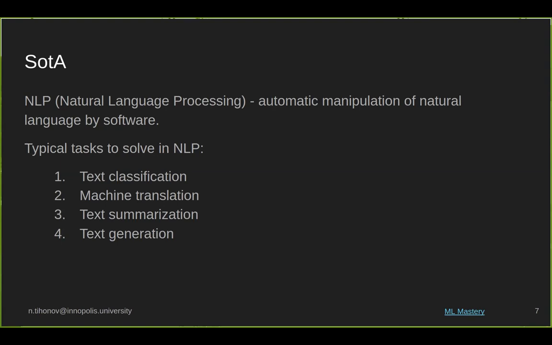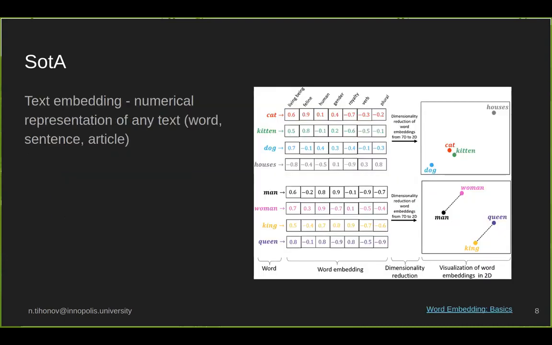And after that, I want to introduce some definitions of NLP. The first definition is text embedding. We already had it during the previous presentation, but I want to focus on it again. So what is text embedding? Text embedding is a numerical representation of any text, word, sentence, or article. And of course, machines do not understand our languages, and they need some representation to work with, to analyze, and to perform calculations on. And for this, we need embeddings.